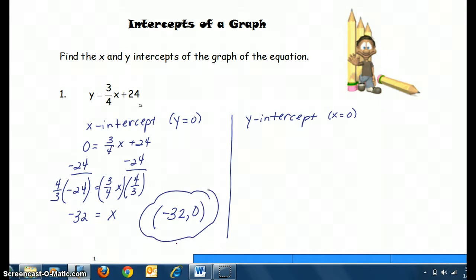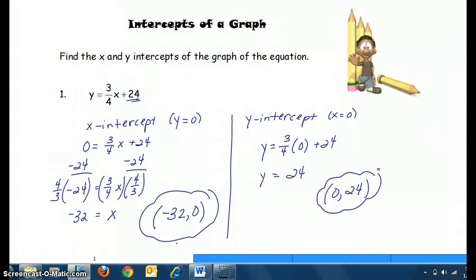Now to find the y-intercept, which will occur when x equals 0, y would equal 3/4 times 0 plus 24, and y would equal 24. Now this equation is already in slope-intercept form, so we could tell that from the beginning that we had a y-intercept of 24, and the coordinates of the y-intercept would be at 0, 24.